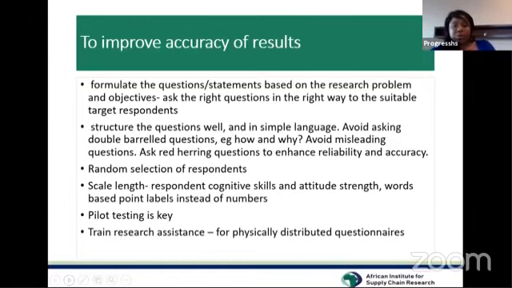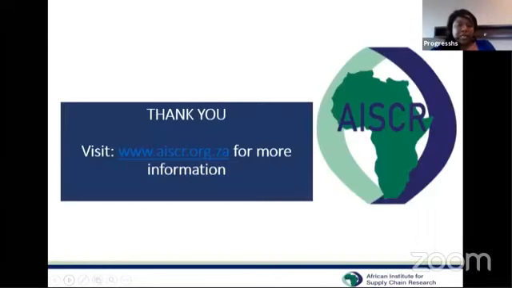The last thing that I would want to say to you is to make sure that you train your research assistants where you are going to need a helping hand. Make sure that they are adequately trained so that they can handle whatever type of questions they would meet.